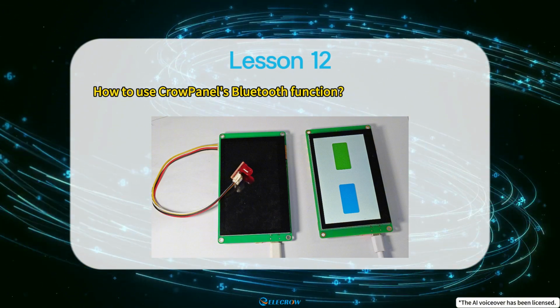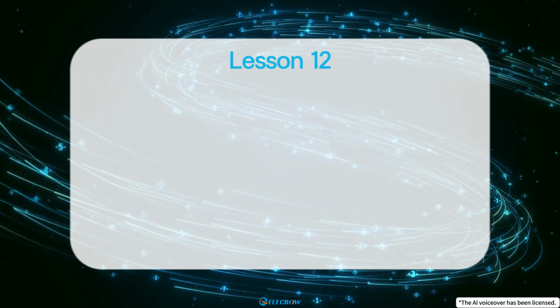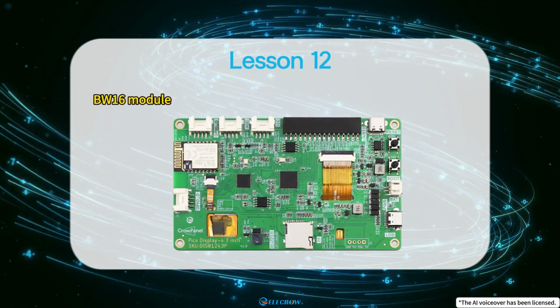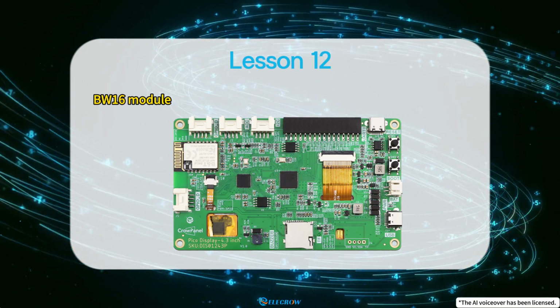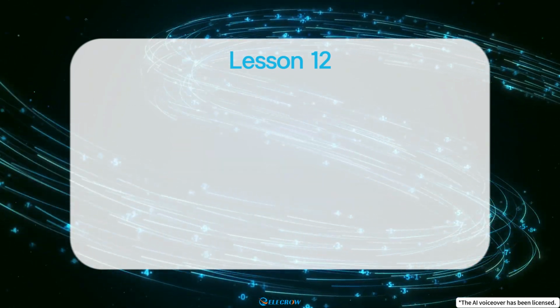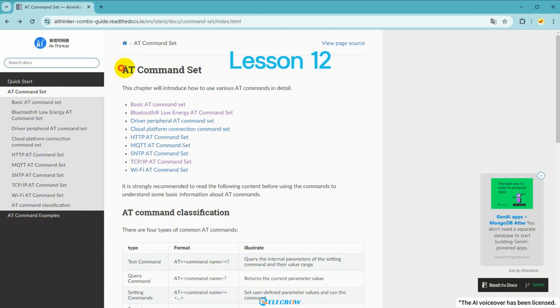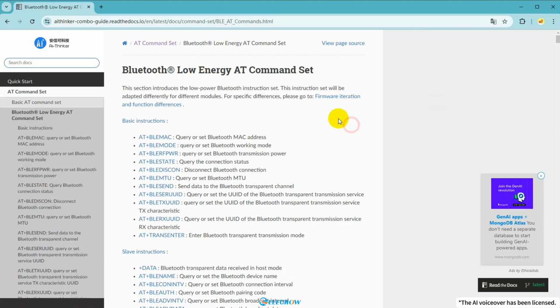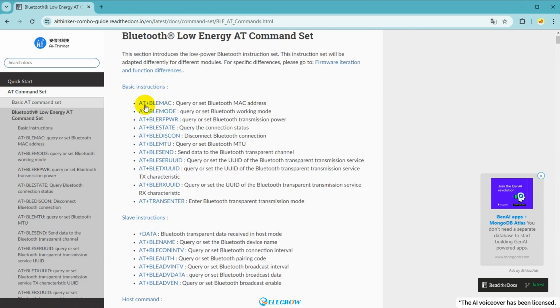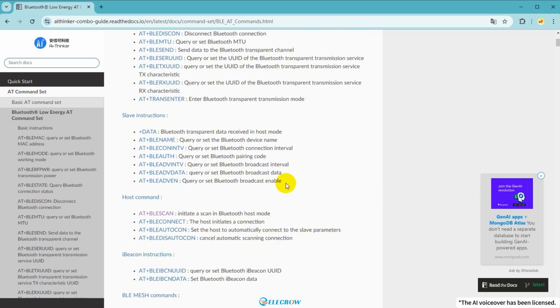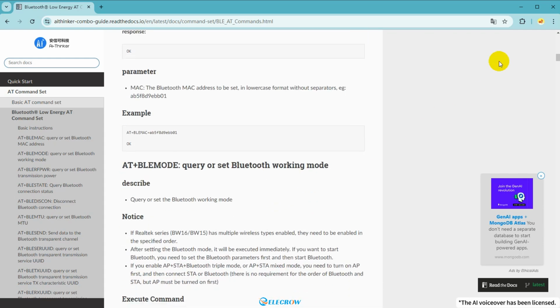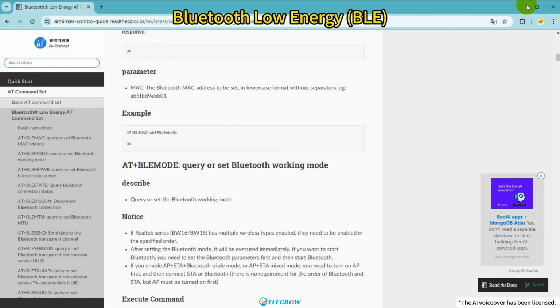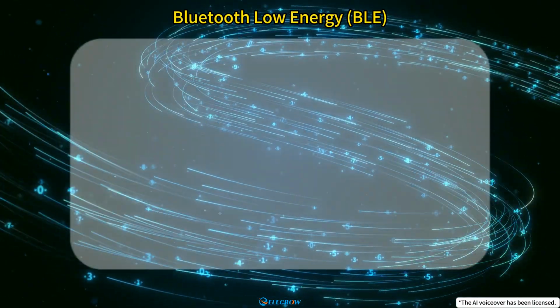Now, let's dive into the Bluetooth functionality of the CrowPanel Pico screen. The Bluetooth functionality of the CrowPanel Pico is provided by the BW16 module, which integrates Wi-Fi and Bluetooth functionality. For detailed instructions on how to use it, you can refer to the detailed instructions on the Bluetooth function on the Elecrow website. It mainly shows how to use AT commands to configure BW16 as a BLE device for data communication. In this course, we will control the BW16 module through the Pico development board to realize the BLE communication function. First, let's understand what is BLE.